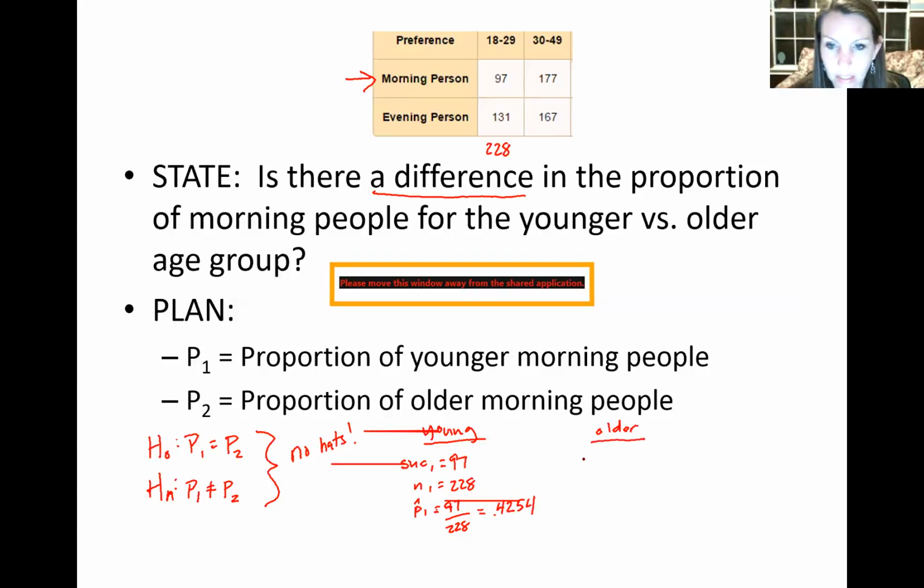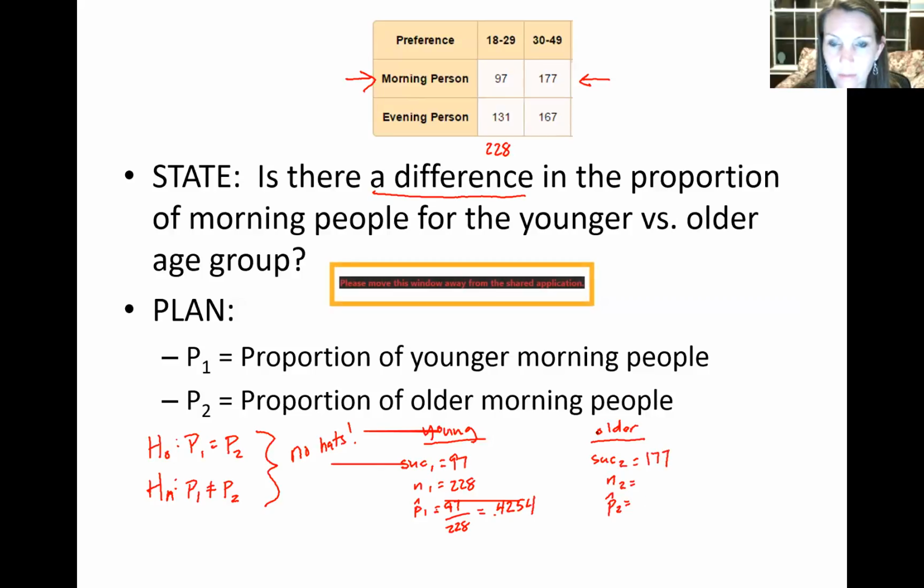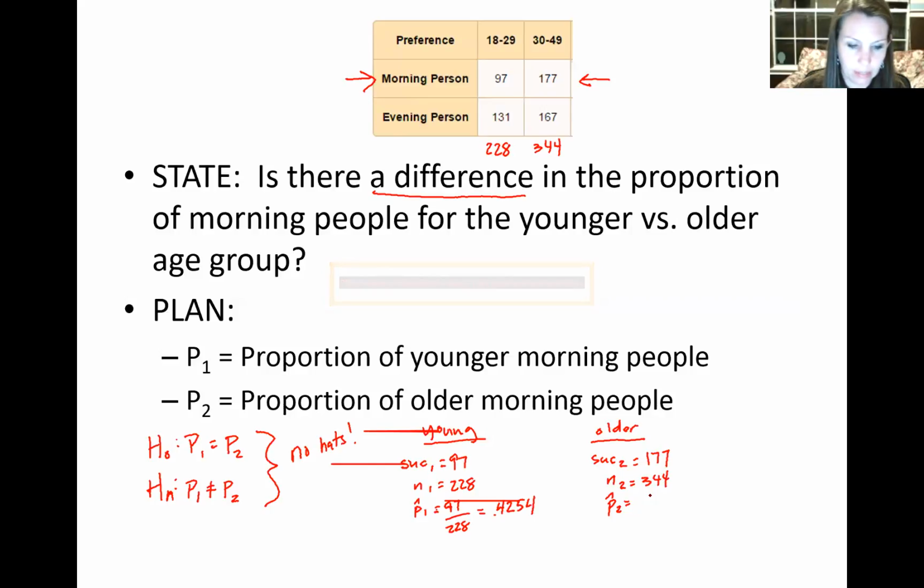Okay, for the older age group, we're also going to need the number of successes, the sample size, and we're going to calculate P hat 2. So for the number of successes on this one, we've got 177. For my sample size, I'm going to have to add 177 plus 167, which gives me 344. So N2 is 344. And then for my P hat 2, I just take that 177 divided by 344, which gives me 0.5145.